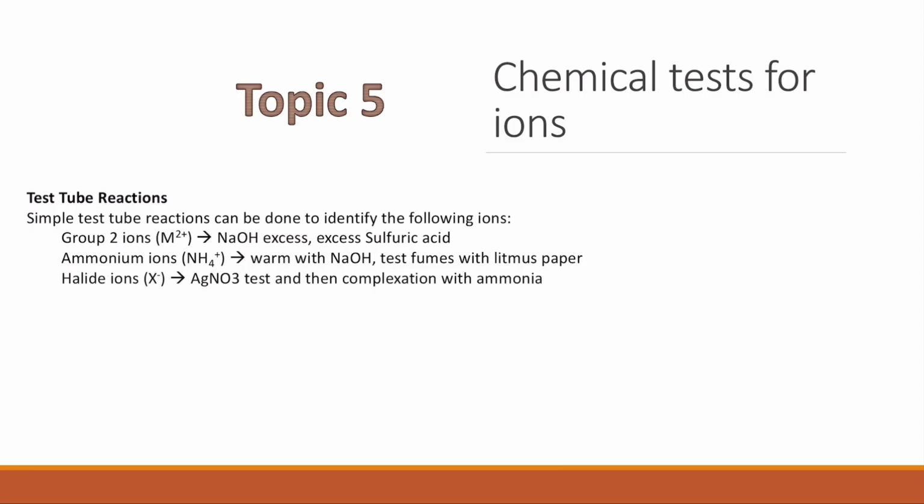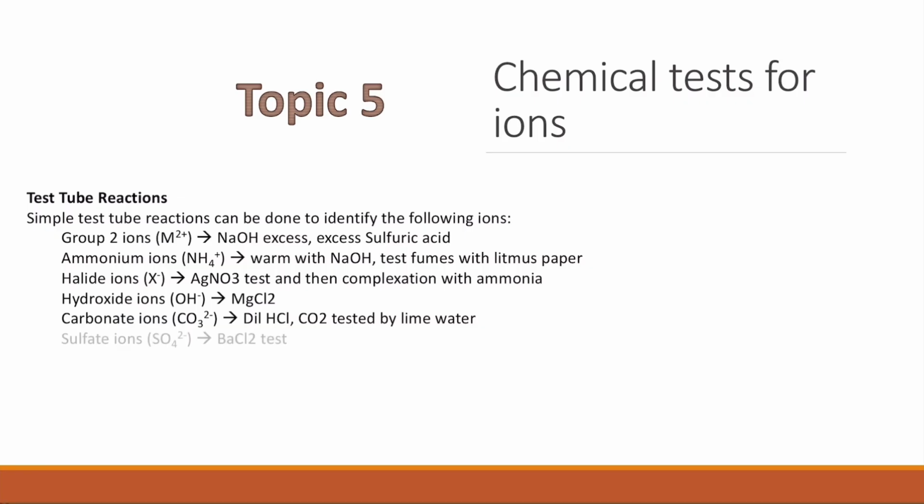The halide ions, we use acidified silver nitrate, or we use an acid and then add silver nitrate to give us the precipitate. And then we test for the solubility of the precipitate using ammonia. For the hydroxide ion, we could use magnesium. For the carbonate, we use dilute hydrochloric acid, where carbon dioxide is formed, and it can be tested with lime water. For the sulfate ion, we use barium chloride, but we have to add an acid before that, like hydrochloric acid, and then we add barium chloride. It will give us a white precipitate.